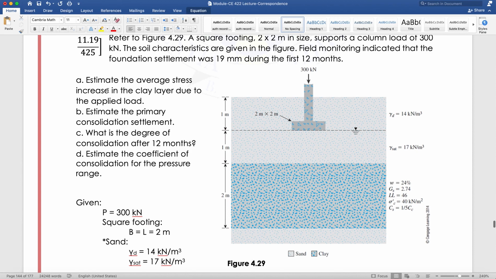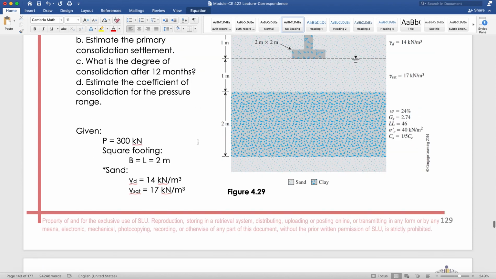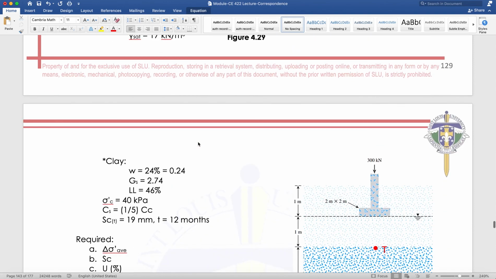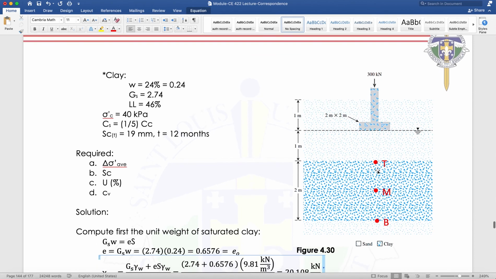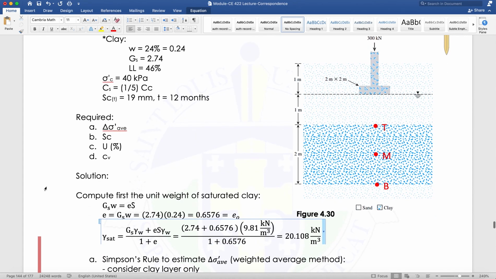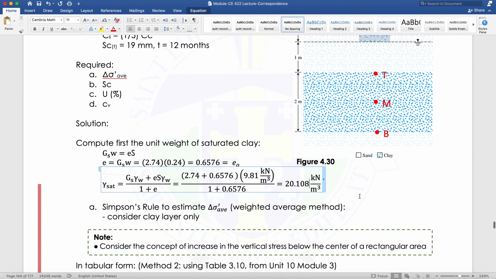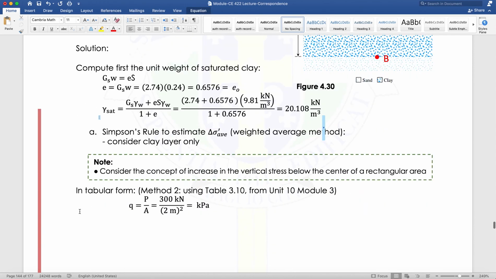Estimate the average stress increase in the clay layer. Since it is average and according to Simpson's rule, it is the top, the middle, and the bottom. So we need to determine the stress at the top, the middle, and the bottom. Now, if you can recall from our previous chapter, wherein we determined the increase in vertical stress below a rectangular footing at the middle, then we will use that. If you remember the equation q times I4, okay? That is what we will use.